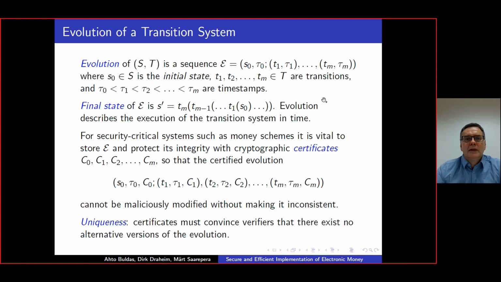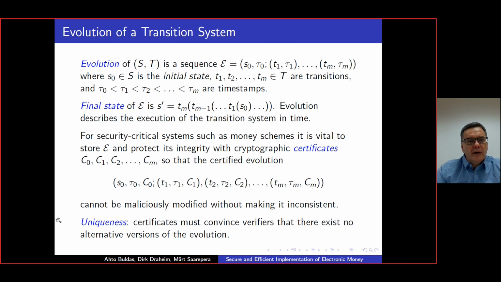of this evolution. And we use cryptographic certificates C0 up to CM for that. And so the certified evolution is described by triples, where at every event a certificate is added. These certificates can be verified by the verifiers of the evolution. And the cryptographic measures should guarantee that this evolution cannot be maliciously modified without making such modification evident, making the certified evolution inconsistent. Certificates do not verify anymore.